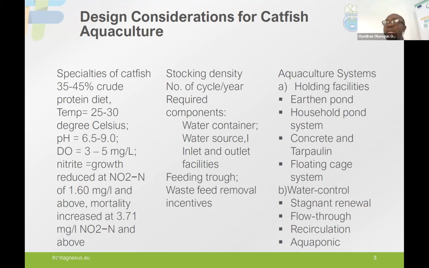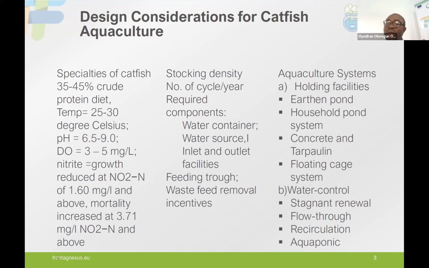What kind of system do we want to utilize? Mike was talking about the different systems of aquaculture, whether we want to go extensive, semi-intensive, or intensive. And this also has to do with the kind of holding facilities that we want to use. Do we want to use earthen ponds based on the cost, or do we want to use household pond systems? We also have concrete systems, and we have tarpaulin systems. We have floating cages that we can use in lakes and larger water bodies to do aquaculture.